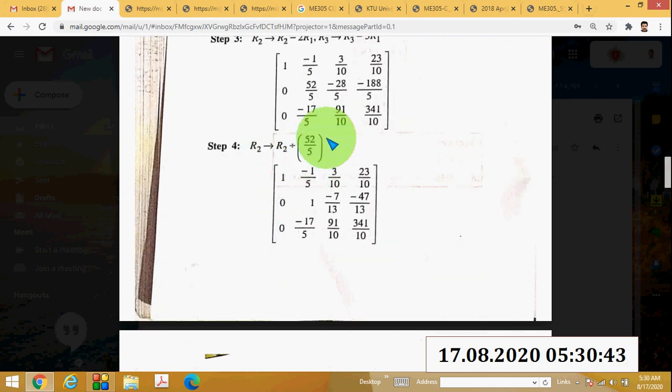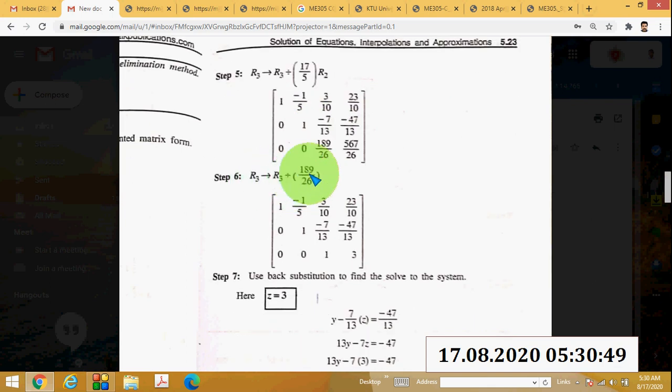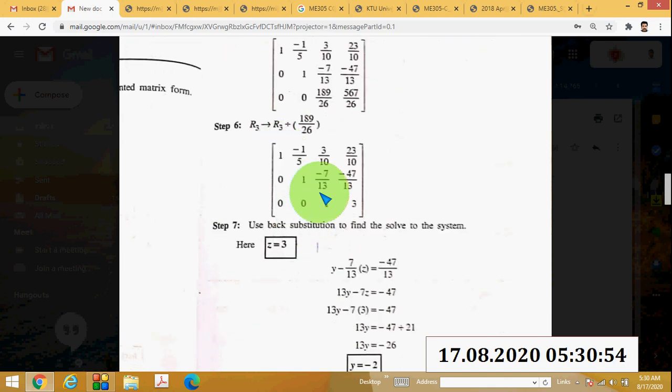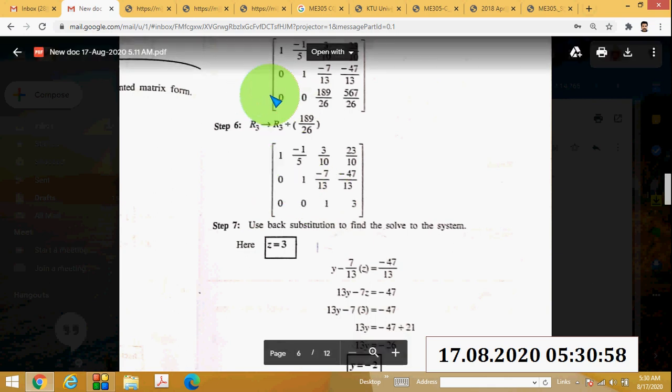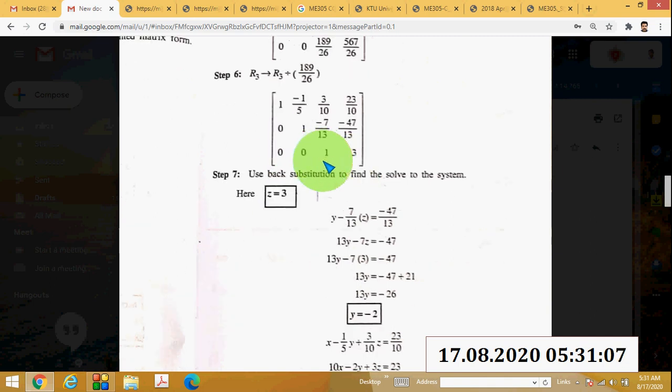Similarly R2 tends to R2 divided by 52 by 5, R3 tends to R3 minus 17 by 5 R2, R3 tends to R3 divided by 189 by 6. So you can see the diagonal elements are 1, 1, 1, and the terms below the diagonal are 0, 0, 0. So this is the method in the Gauss elimination method. Then take the last row, that is z is equal to 3. This is called back substitution, z is equal to 3.